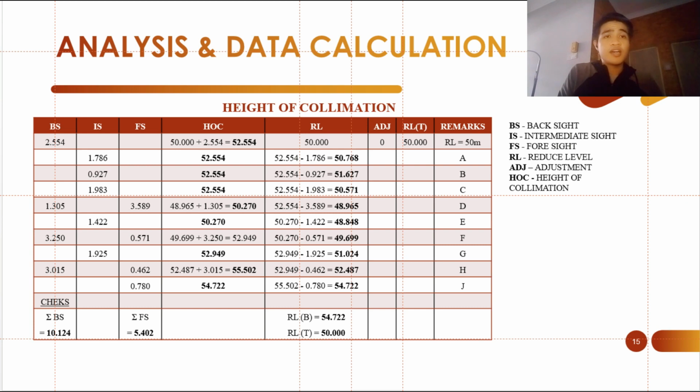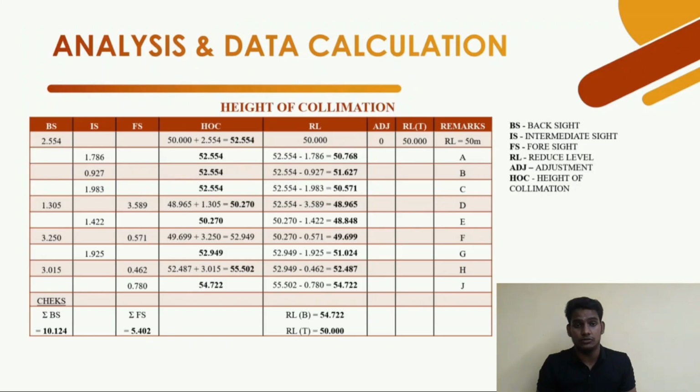So next is the data analysis for the height of collimation method. By looking at the table, from the backsight column to the foresight column, we just take the data from the data collection. What we are going to look at now is the sum of the backsight, which is 10.124, and the sum of the foresight is 5.402. Now we are going to see how to calculate the height of collimation and reduced level.